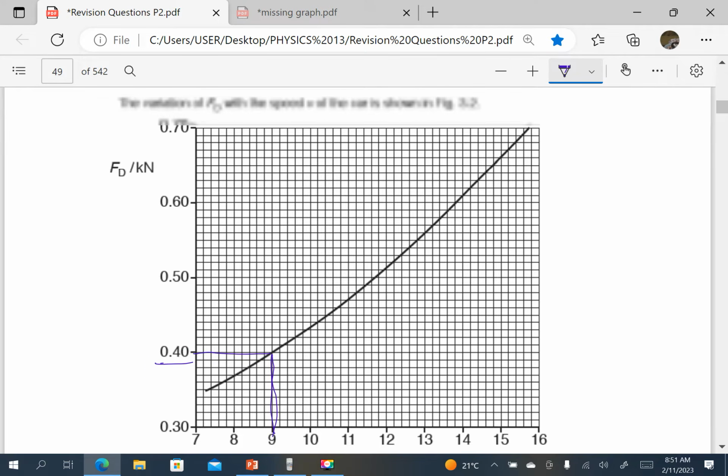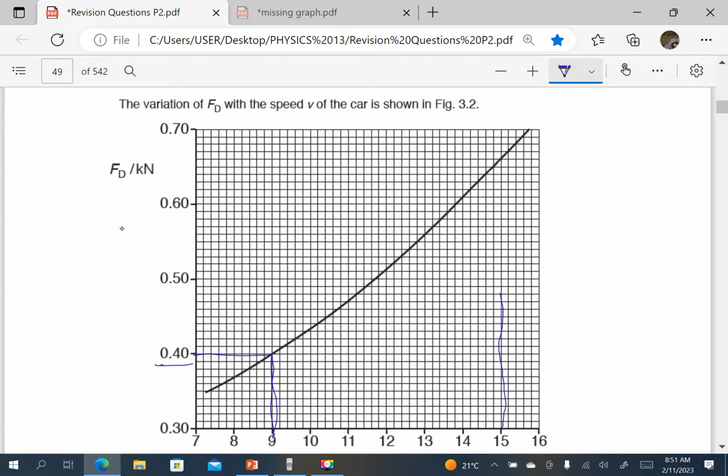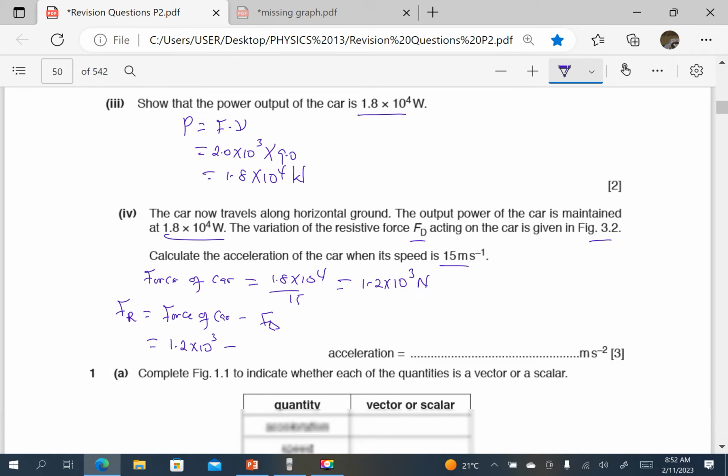At 15 meters per second, Fd is, I think, the scale on the vertical is 0.4 minus 0.3, that is 10 divisions, so the scale on the vertical is 0.01. So counting 61, 62, 63, 64, 65, 66, that is 0.66. So Fd is 0.66 times 10 power 3.